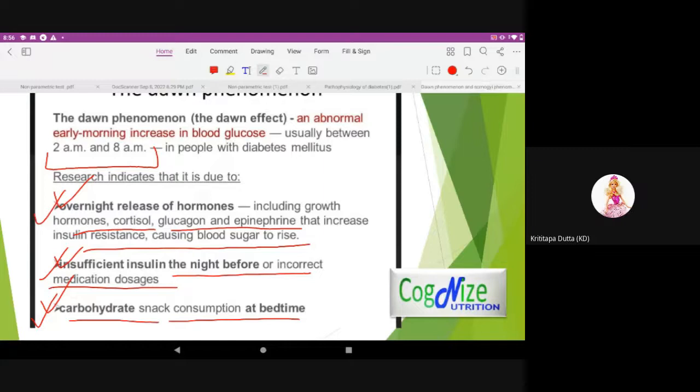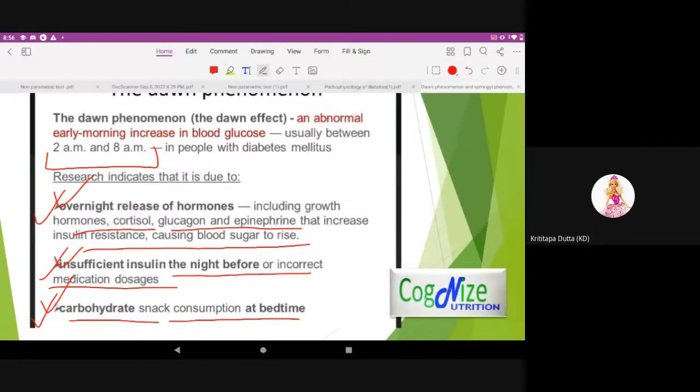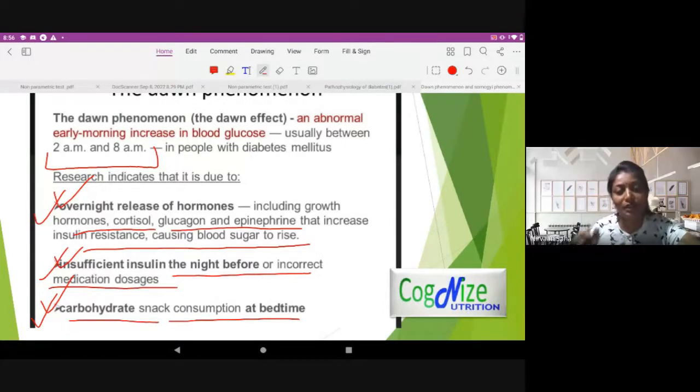Yes, we can give a high carbohydrate dinner at night and then some carbohydrate rich food, a small snack before bedtime, so that it doesn't go to hypoglycemia. No, dawn phenomenon was not hypoglycemia. Sorry, that is Somogyi. That is fine. Okay, but for dawn phenomenon, what can you do?